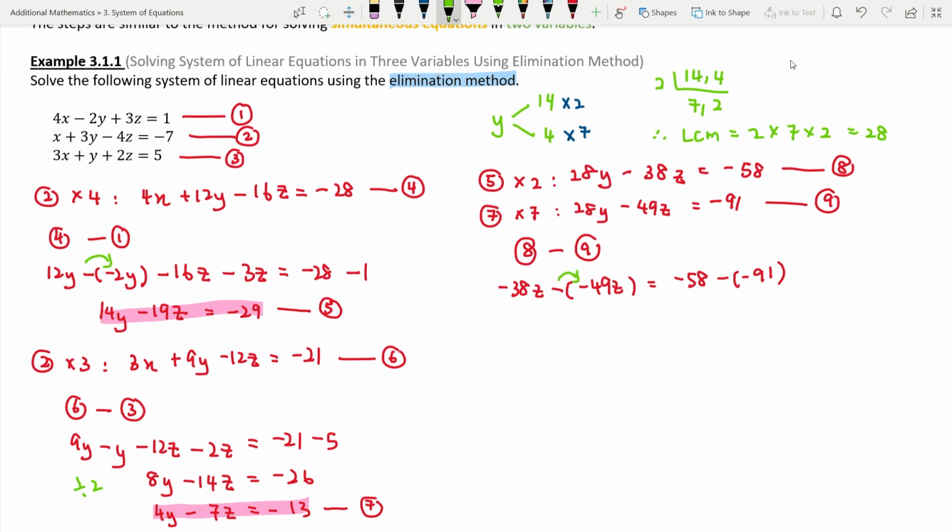We expand the bracket. Negative 38z, negative and negative, we get a positive 49z is equal to negative 58. Negative and negative is positive, 91. We simplify the equation. 11z is equal to 33. We divide both sides by 11. z is equal to 33 over 11, which is 3.